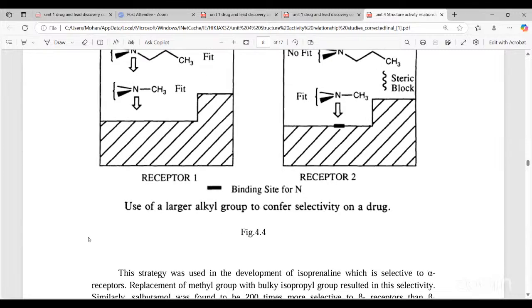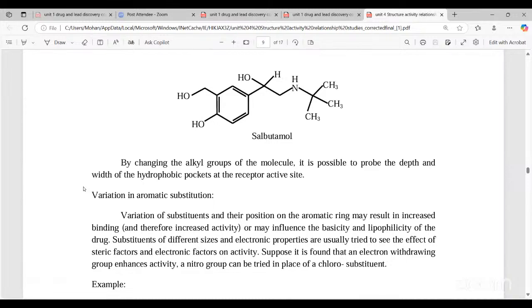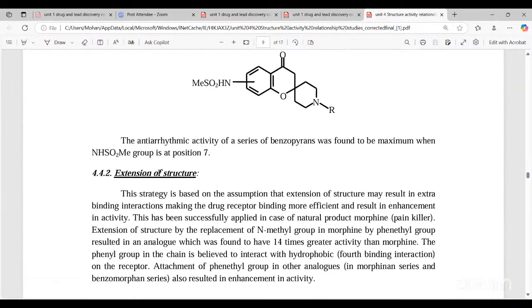So changing the substituent can give better binding interaction with the receptor. And extension of structure: the strategy is based on the assumption that extension of structure may result in extra binding interactions, making the drug-receptor binding more efficient. So extension of structure leads to extra binding interactions with the drug receptor.